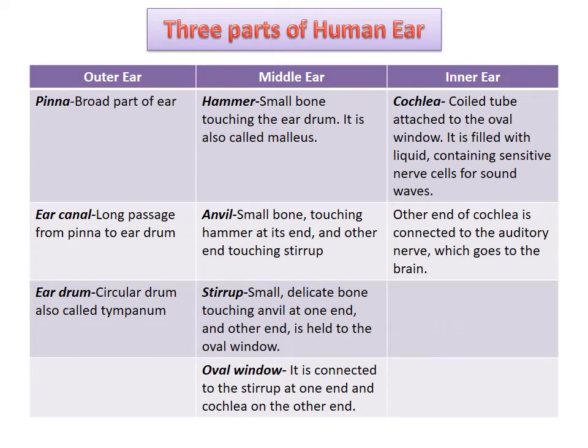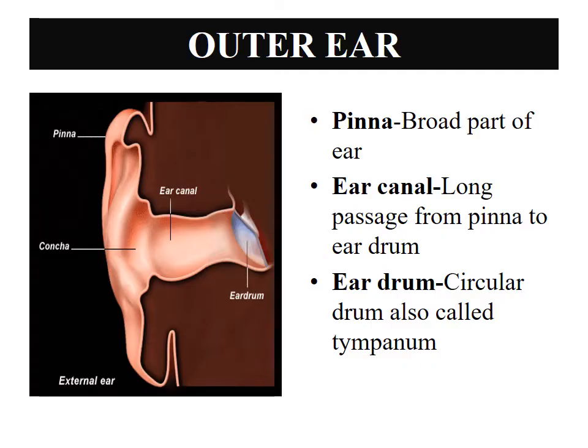We will now start by breaking the three sections of the ear into their subparts and studying their respective functioning. So let's start with understanding the functioning of the outer ear.